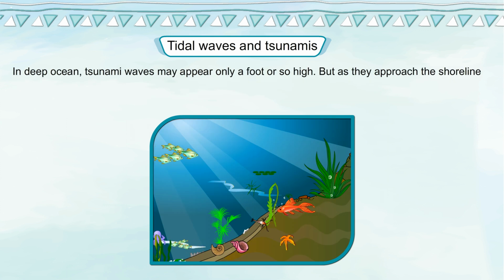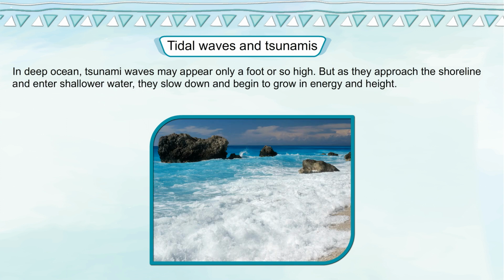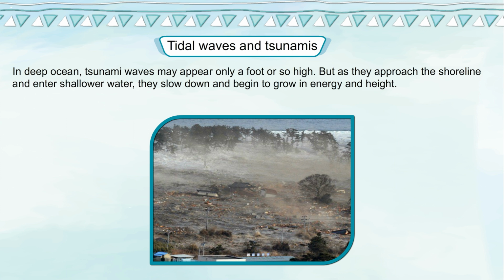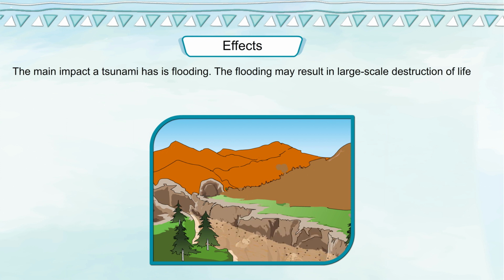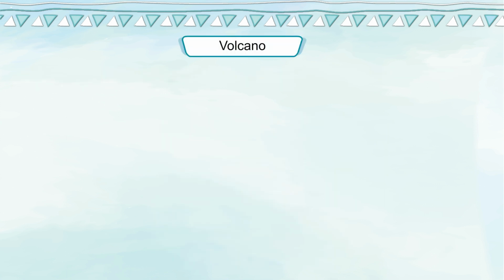In deep ocean, tsunami waves may appear only a foot or so high. But as they approach the shoreline and enter shallower water, they slow down and begin to grow in energy and height. Effects. The main impact a tsunami has is flooding. The flooding may result in large-scale destruction of life and property. The waters may erode the foundations of coastline structures.